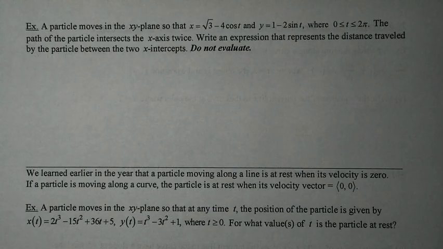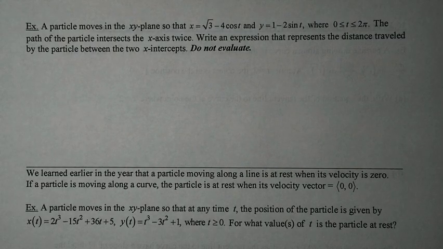In this example they are asking you about a particle that moves in the xy plane, so that x is equal to root 3 minus 4 cosine of t, and y is equal to 1 minus 2 sine of t, where t is in between 0 and 2 pi. This is recalling the unit circle. You have sine and cosine. The path of the particle intersects the x-axis twice.